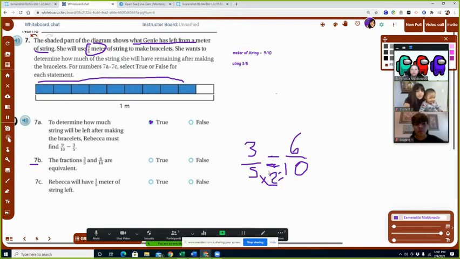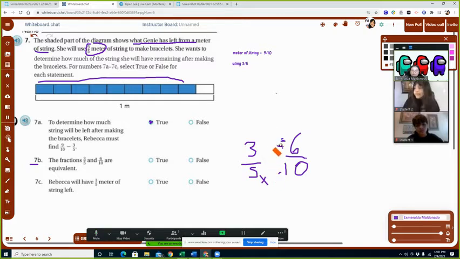2, right? And 3 times what number equals 10? Is 3 times 2 equal to 6? Yes, 3 times 2 is equal to 6. So that means that they are equivalent, because if I multiply both the numerator and denominator by the same number, it gives me 6/10.